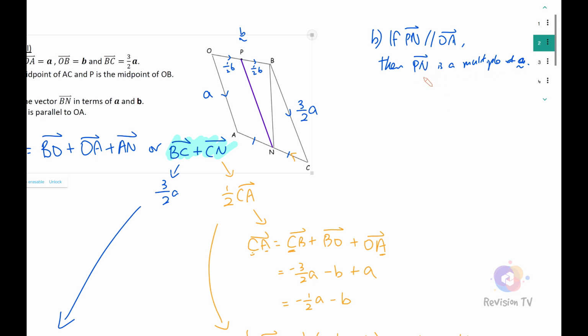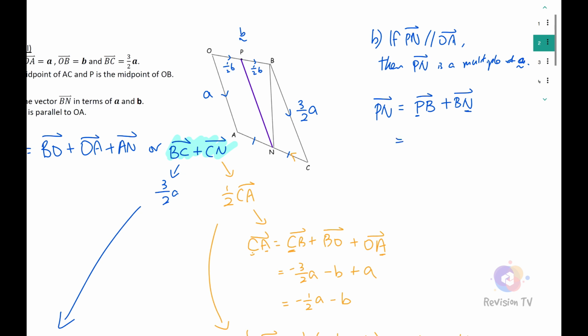So essentially, what we need to do is find the vector PN. So let's do that. What's PN? I need to develop a route that goes from P to N. How do I get from P to N? Well, I can go from P to B and then B to N. So PN equals PB plus BN, starting from P, finishing at N.